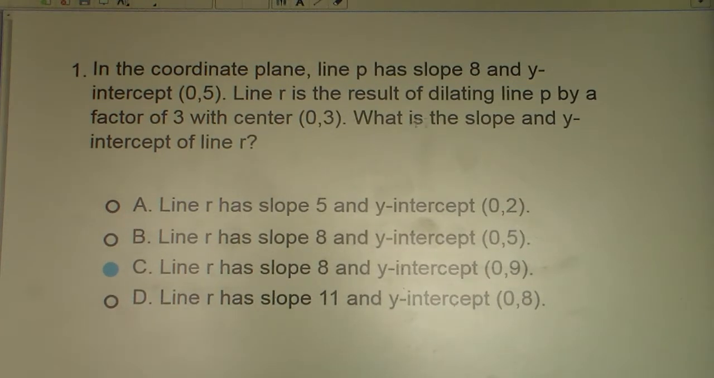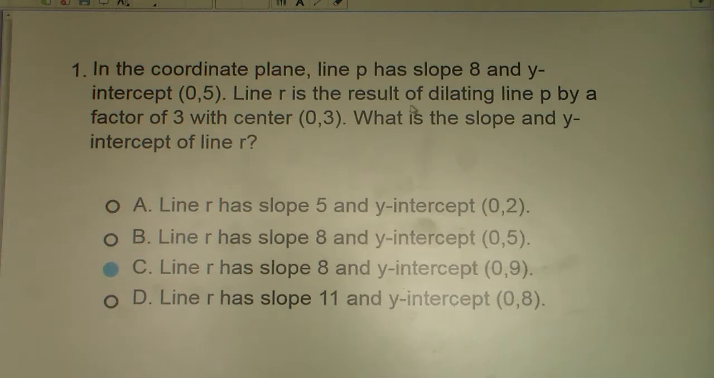So with that being said, if the original line has a slope of 8, our new line will also have a slope of 8. When dilating a line, the slope does not change. So the old line has a slope of 8, so our answer has to have a slope of 8. I can see it's only B and C right now have a slope of 8.